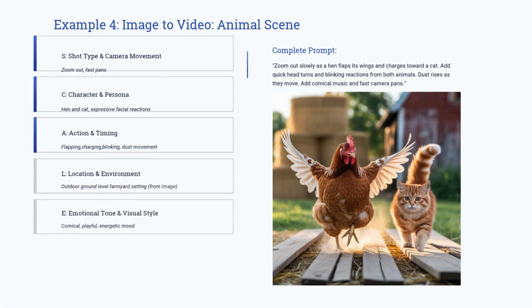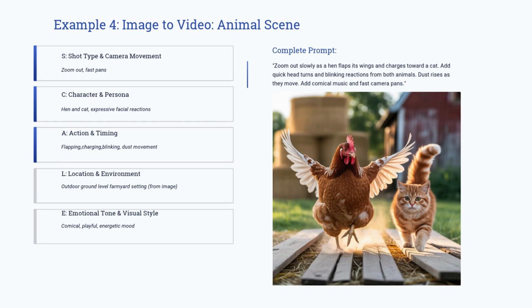Alright, example 4 is a fun one. It's an image-to-video animation, and we're going full animal showdown with it. Let's break it down with the SCALE formula. S. Shot type and camera movement. We start with a zoom out, mixed with some fast pans to catch the chaos. C. Character and persona. You've got a hen and a cat, both with big, expressive faces. It's all about their reactions.